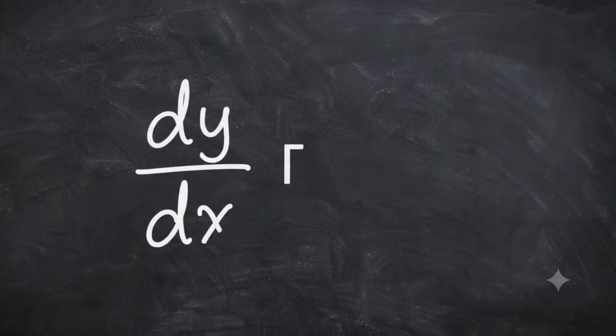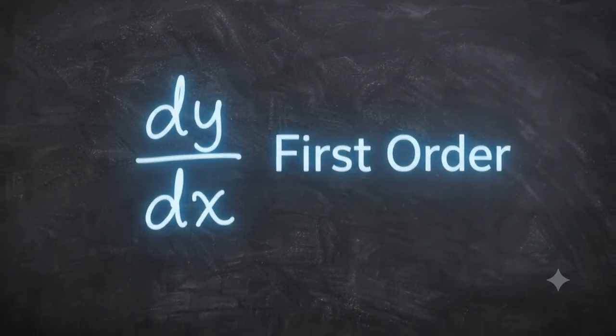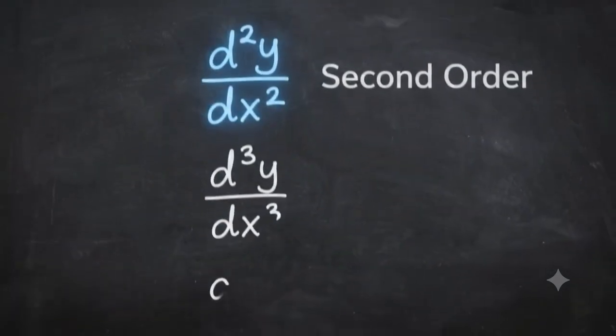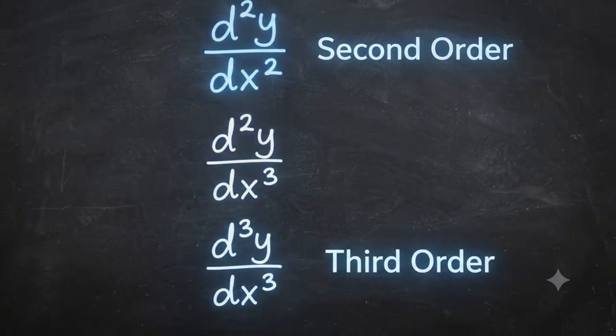Let's look at order in calculus. Here is the first derivative, simply known as the first order. This is the second derivative, which is of the second order. And finally, the third order.